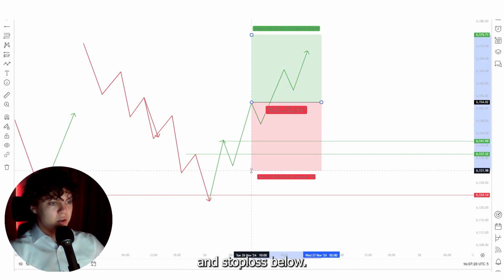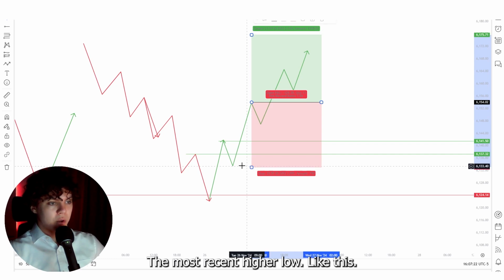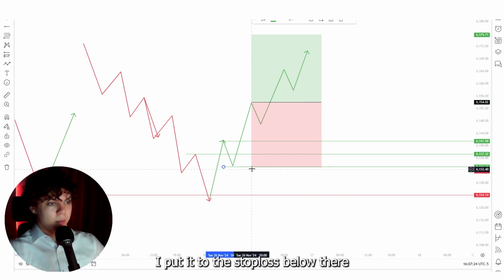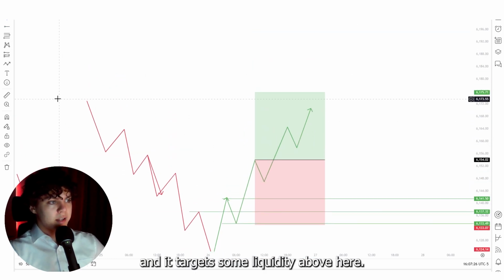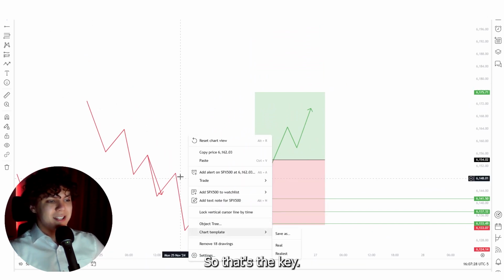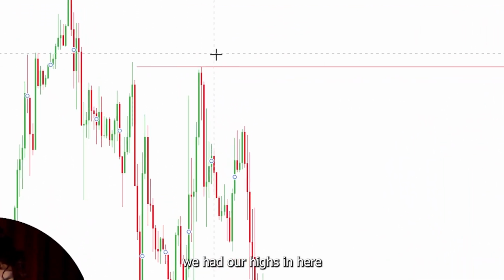We could enter right here and put the stop loss below the most recent higher low like this. This is our higher low. I'm gonna put the stop loss below there, and you target some liquidity above here. So that's the key. As you can see, pretty much we had our highs in here, because this, look at this.